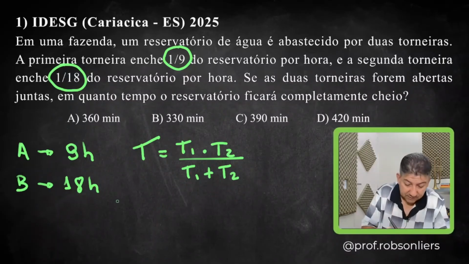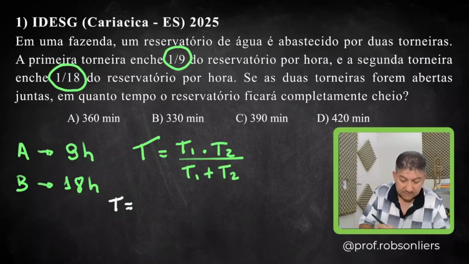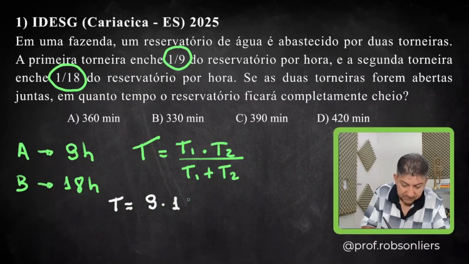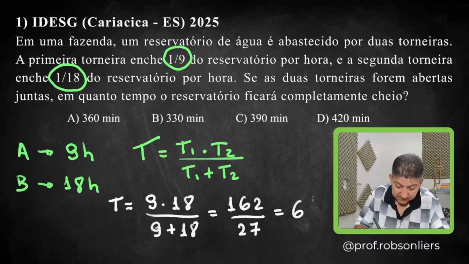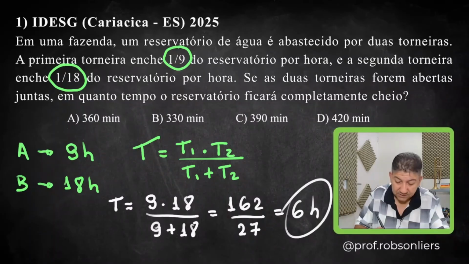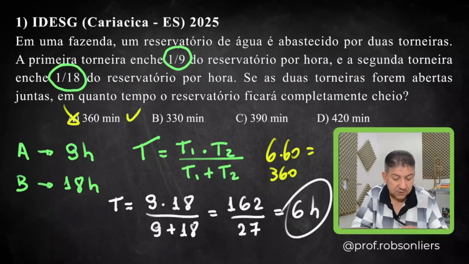So here, the total time that both together will take to fill the tank will be equal to the time of the first faucet, which is 9, times the time of the second, which is 18, over the time of the first plus the time of the second. So solving it, 9 times 18, 162, over 9 plus 18, 27. Solving this division, it's equal to 6. That is, they take 6 hours to fill the tank. Since the options are in minutes, just multiply by 60. 6 times 60 equals 360. That is 360 minutes. Correct answer, letter A.